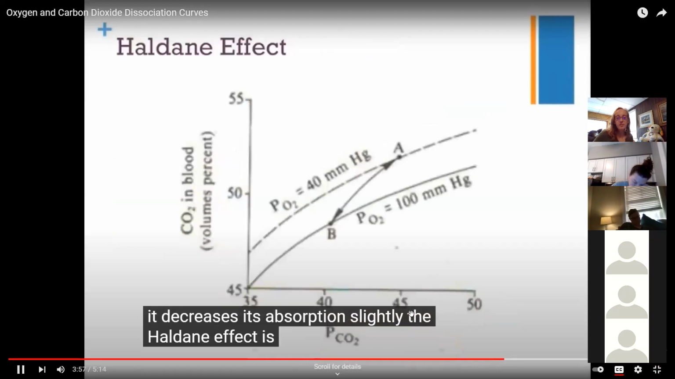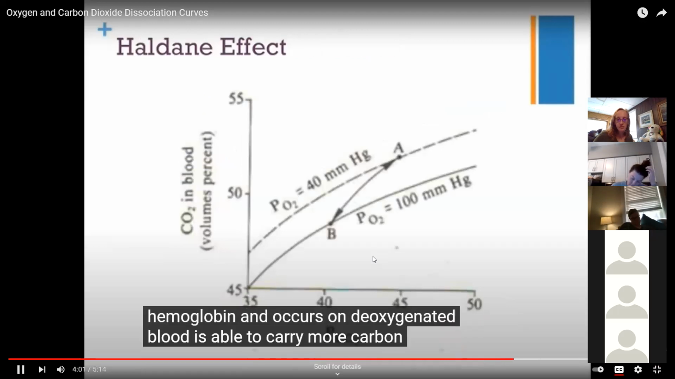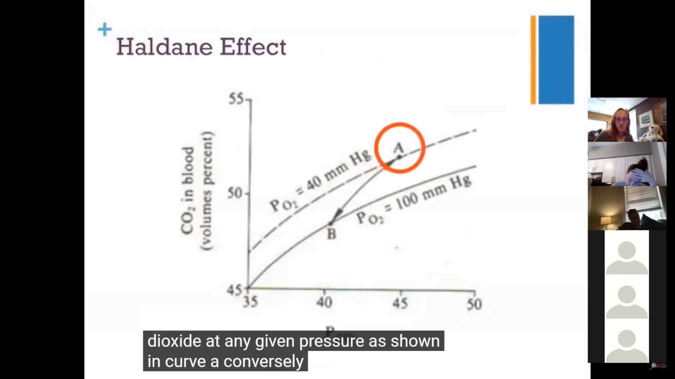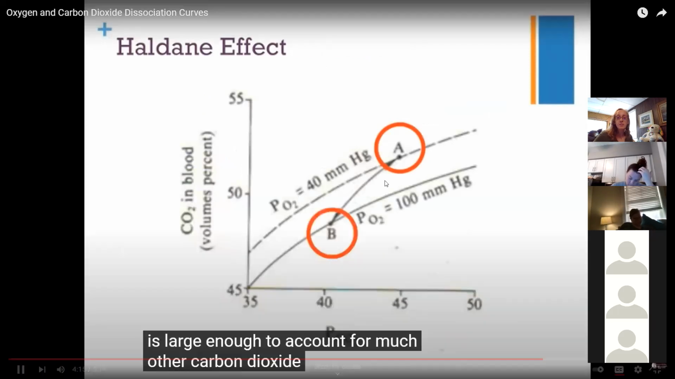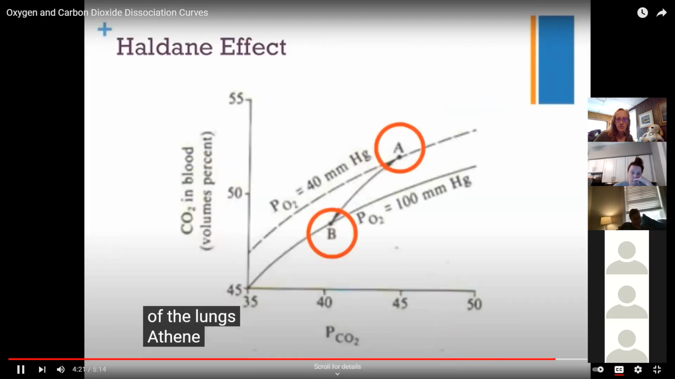The Haldane effect is a property of hemoglobin and occurs when deoxygenated blood is able to carry more carbon dioxide at any given pressure, as shown in curve A. Conversely, oxygenated blood has a reduced capacity for carbon dioxide, as shown in curve B. The effect is large enough to account for much of the carbon dioxide leaving blood as it flows from the venous to arterial side of the lungs.